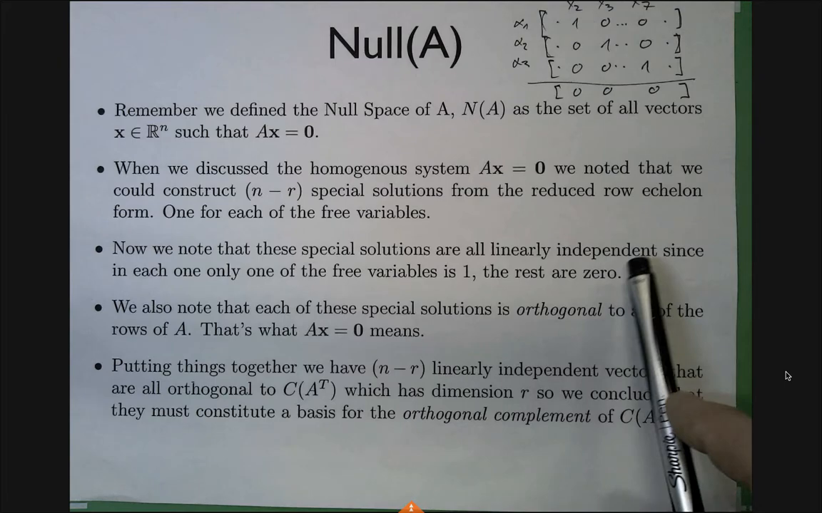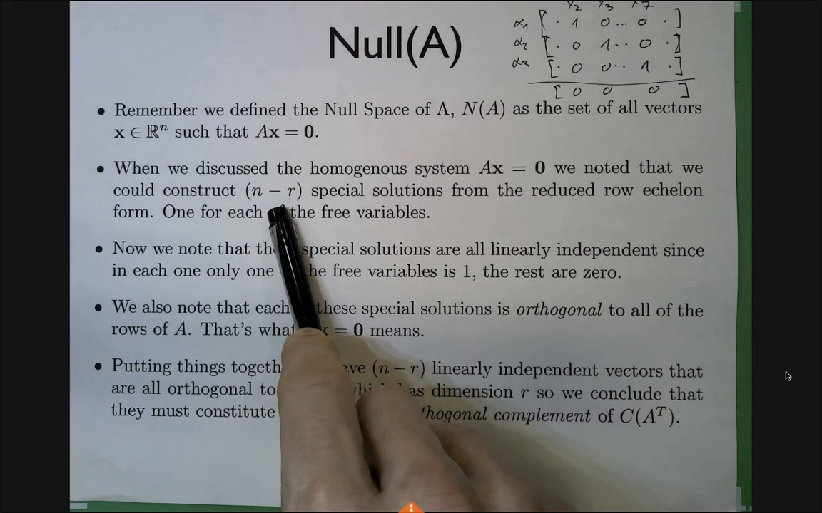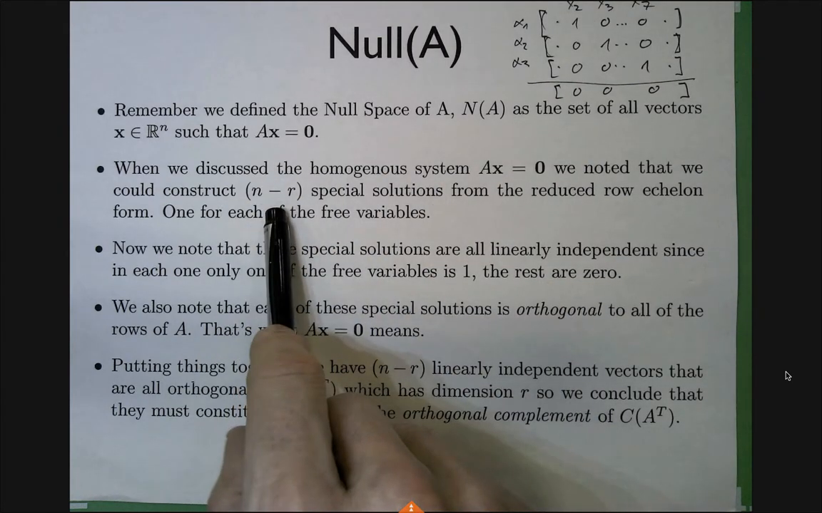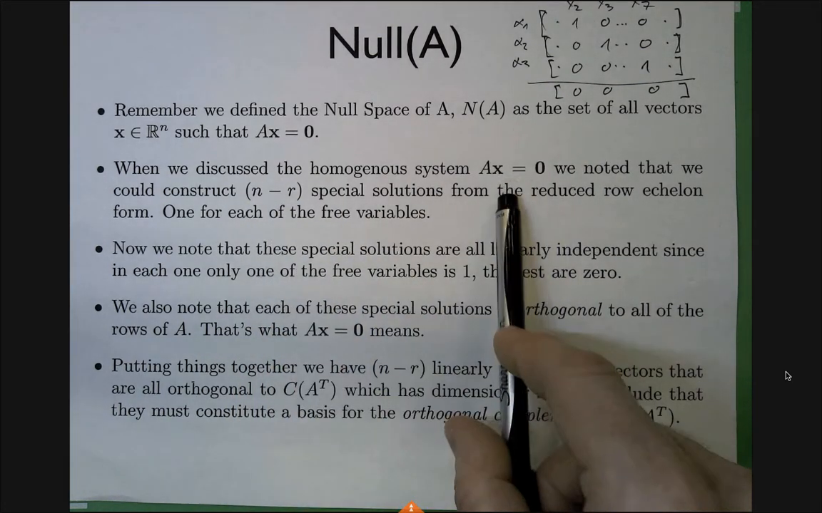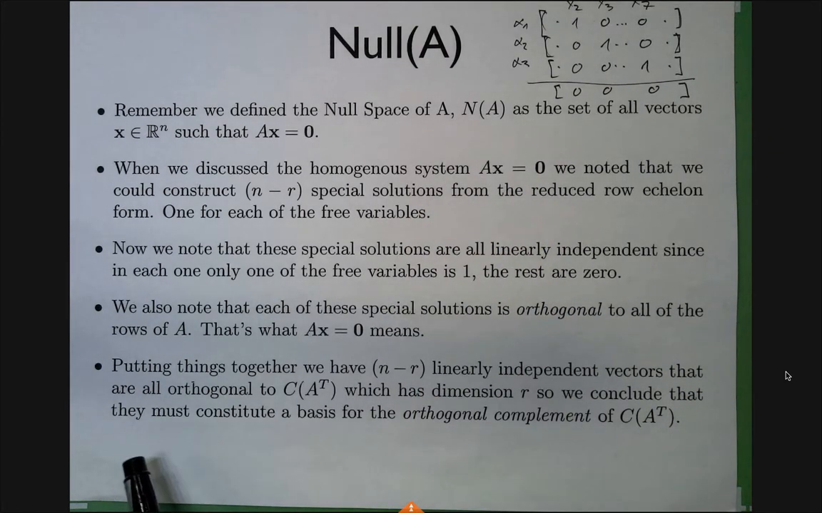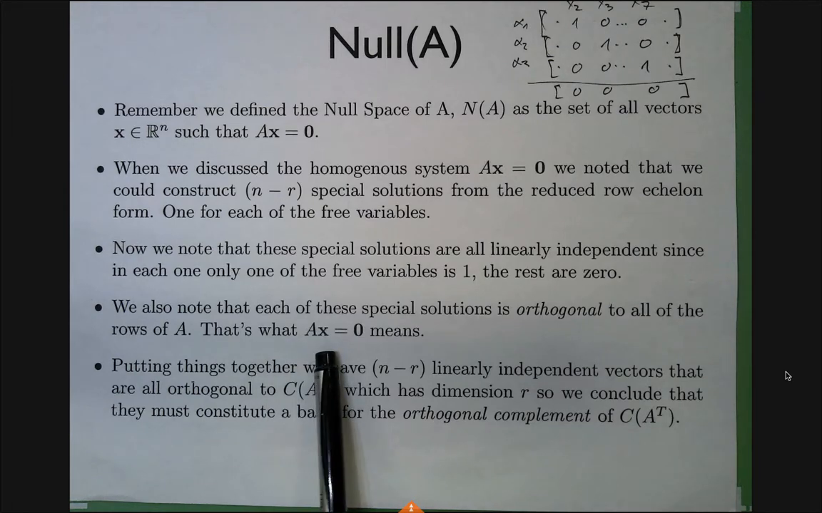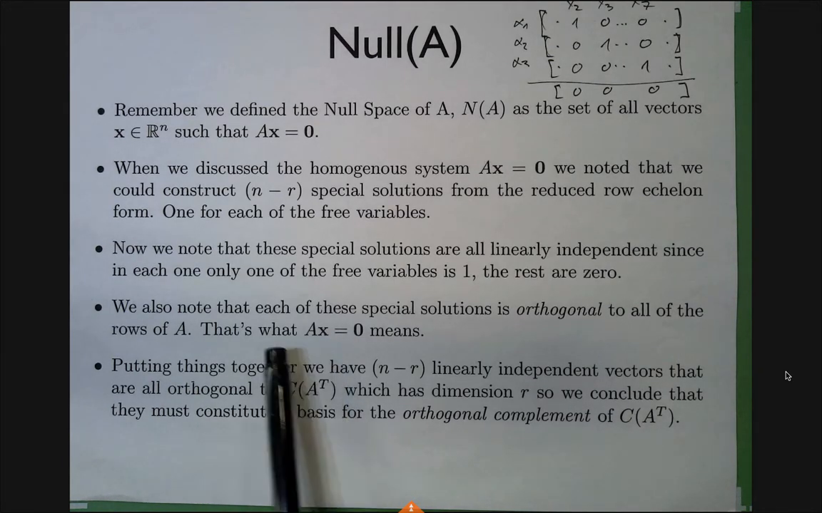Okay, so this tells us what the dimension of the null space is. The dimension of the null space is n minus r, because there are exactly n minus r linearly independent solutions to the homogeneous system. So that's an interesting thing to note. The other interesting thing, and that's why the orthogonal complement comes into play, is that Ax can be interpreted in a different way too. One way to interpret it is, as I said here, as a solution to the homogeneous system. The other way to interpret it is that x is orthogonal to every row of A.